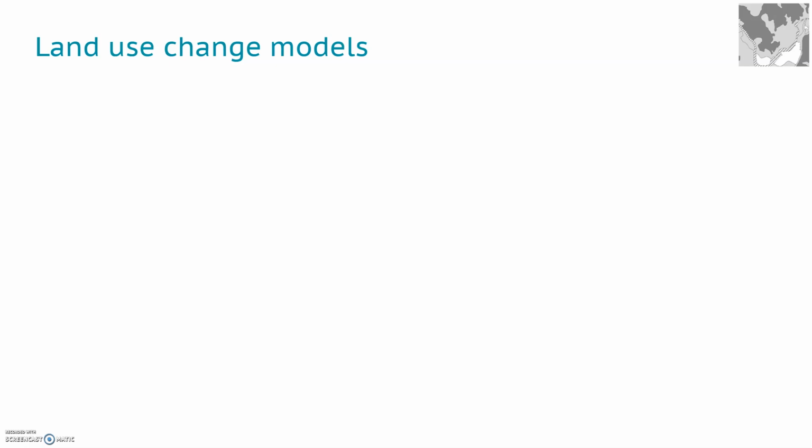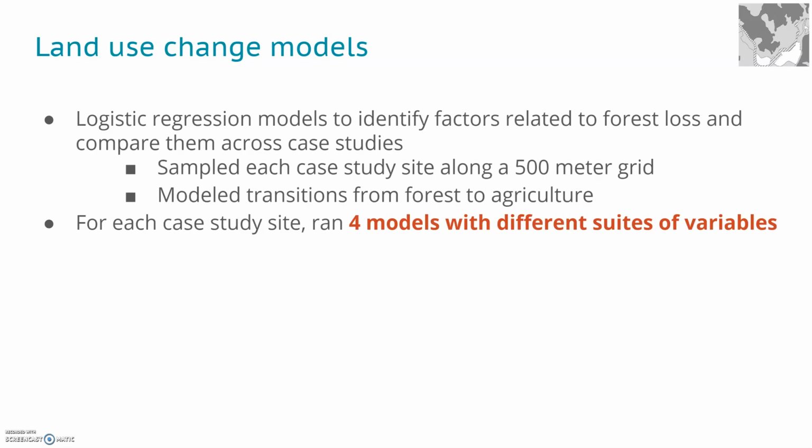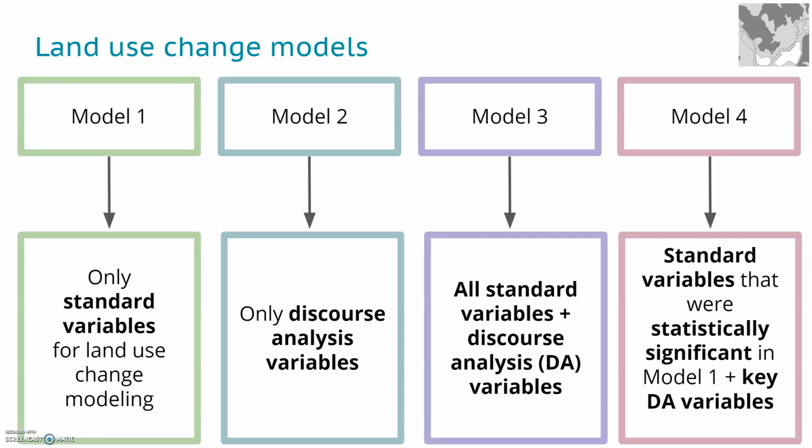Okay, so where we bring all of these things together is in our land use models. To do the land use models, we used logistic regression to identify factors related to forest loss and compare them across the case studies. And for each case study, we ran 4 models with different suites of variables. And I'm going to go through them here, and then a couple other ways to help you understand how they differ.